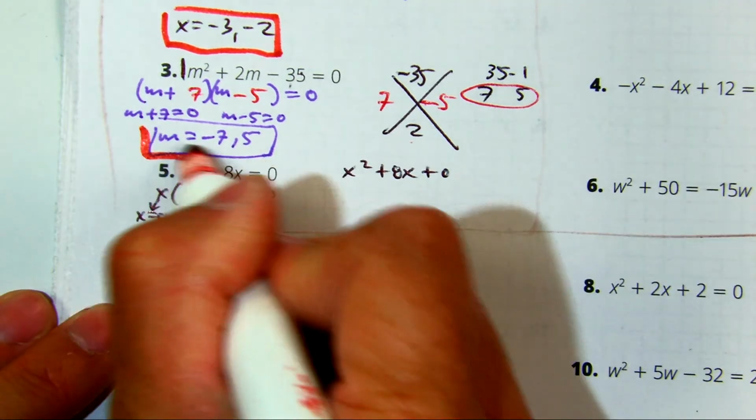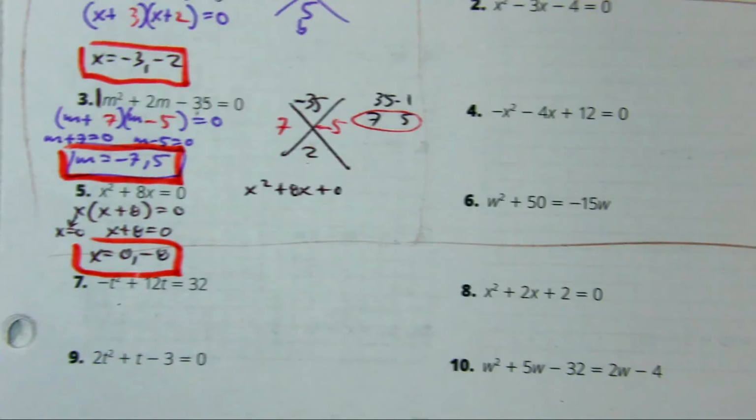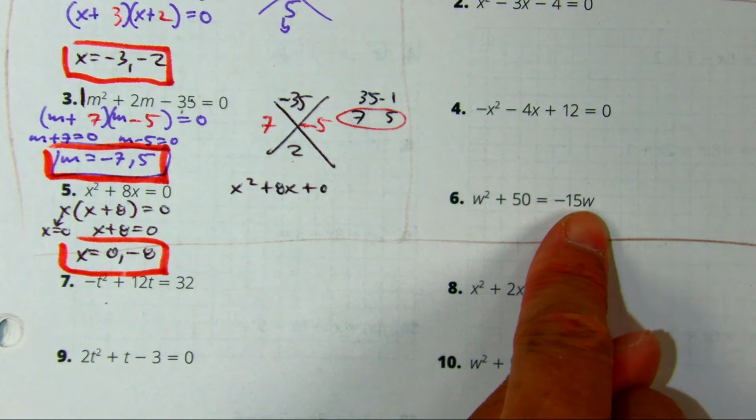So these first couple of sets of problems, make sure they're set equal to 0. I recognize your future problems, such as like number 6. Make sure you add 15w to both sides.